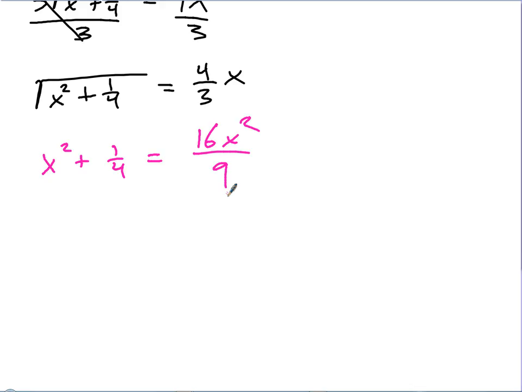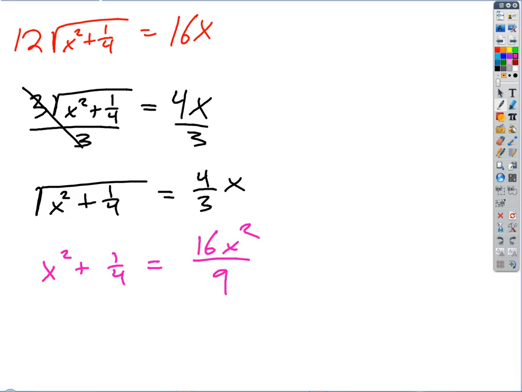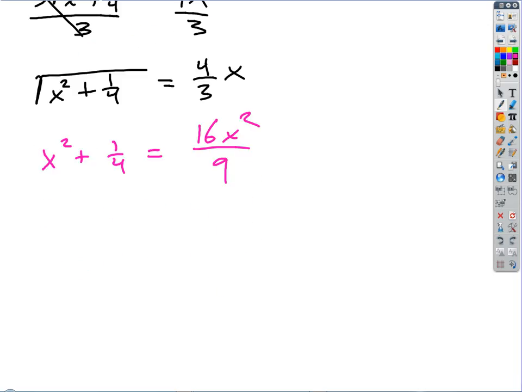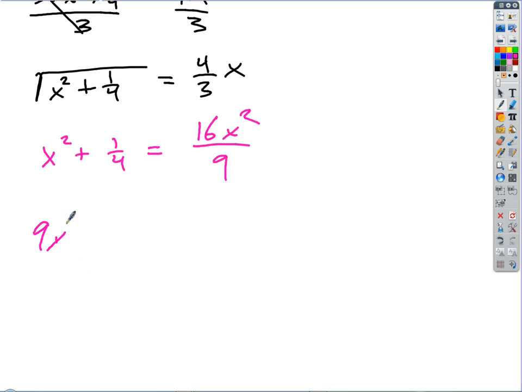Make sense? Okay. And now, maybe in hindsight, even though this is following the rules that we did in Algebra 2 and pre-calculus, I could have left that 3 there, and when I squared this side, I would have just ended up with a 9 out front. Because I'm probably going to do that now anyway, I might as well clear the fractions, right? Yeah, exactly. So if I multiply both sides by 9, I'd get 9x squared plus 9/4 equals 16x squared.